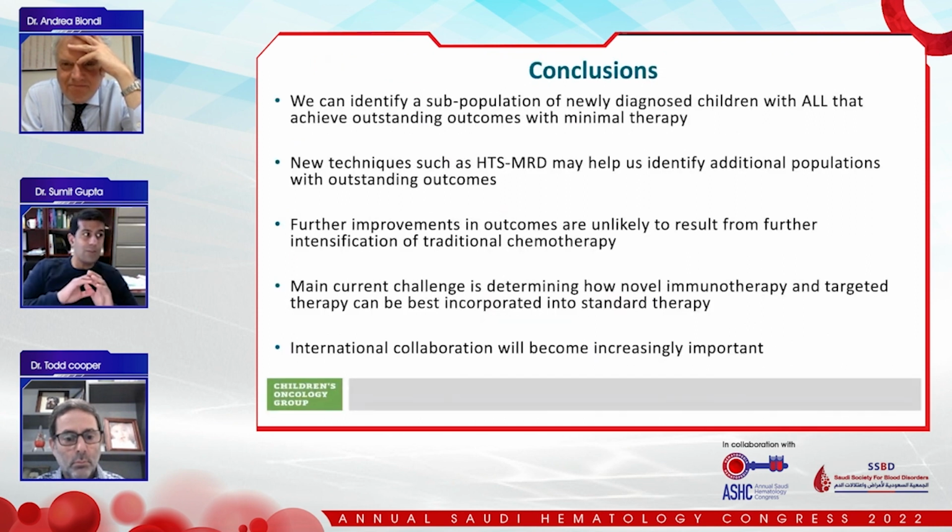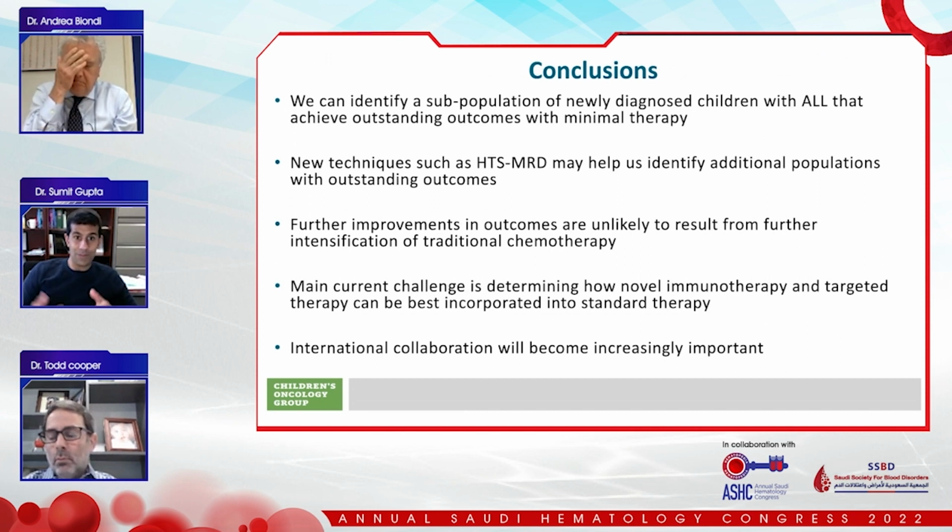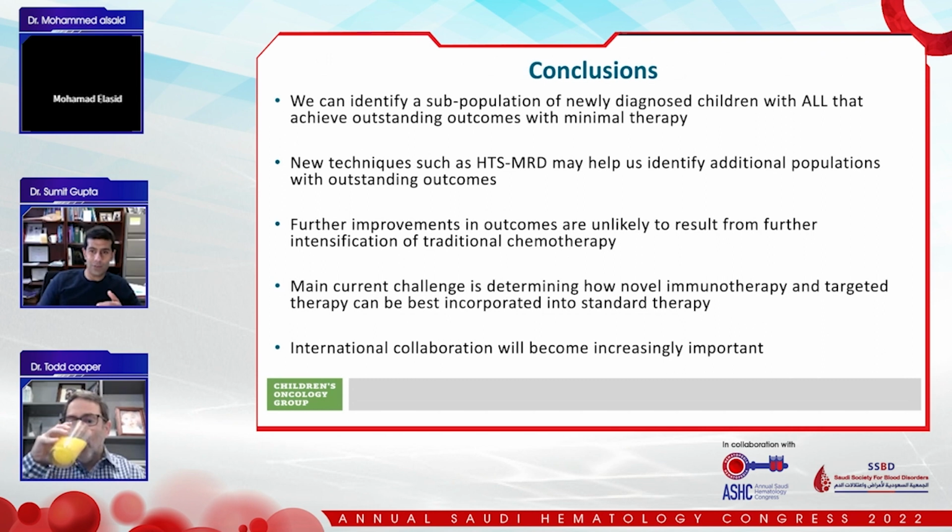we already know, even without immunotherapy and without targeted therapy, that we can identify a subpopulation of newly diagnosed children with ALL that has achieved outstanding outcomes with minimal therapy. New techniques such as high throughput sequencing measured MRD may help us identify additional populations with outstanding outcomes. Further improvements in outcome for the remainder of children are unlikely to result from further intensification of traditional chemotherapy.